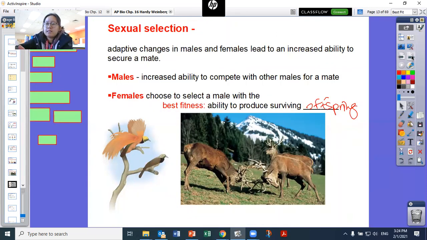Sexual selection is going to break one of the Hardy-Weinberg equilibrium conditions because adaptive changes in males and females lead to an increased ability to secure a mate. So basically, if females or males have a preference for their mate's physical appearance or strength or abilities, then there's going to be selection for a preference of which mate is going to be more popular, right?